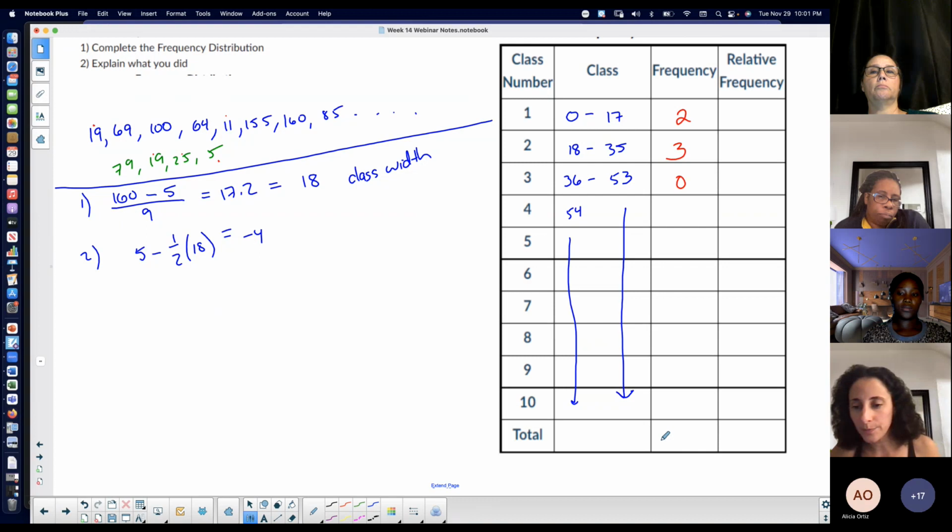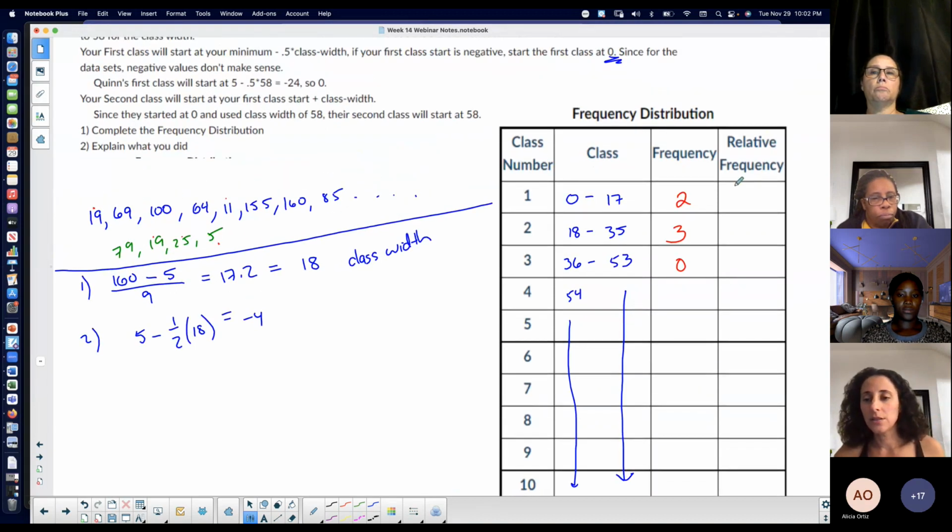Verify the sum of my frequency column should be 35 values because there's 35 values in my data set. So if this does not add up to 35, you made an error in one of your frequencies. So that's a quick verification. You could put this on your project too to show understanding.